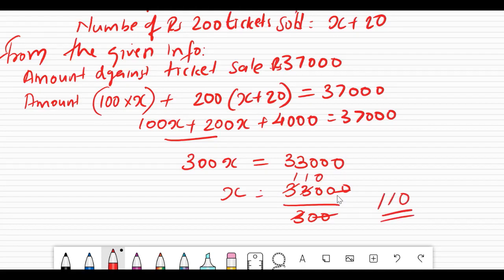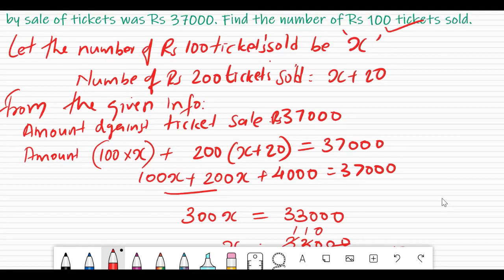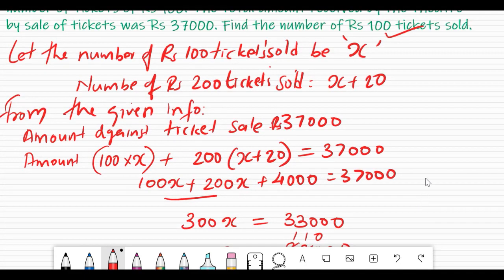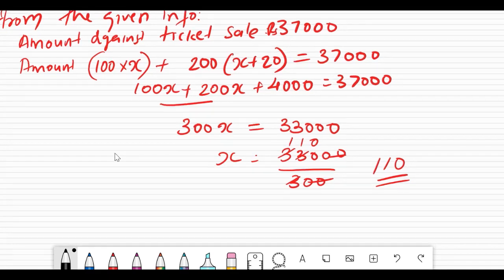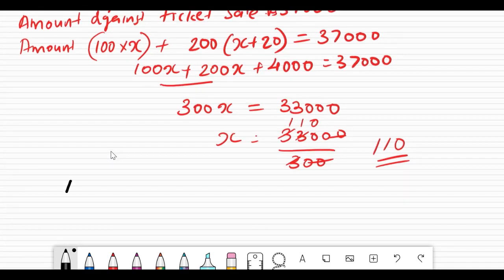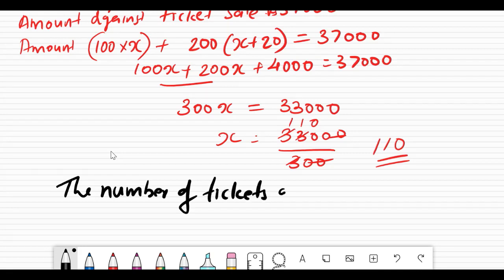X is 110. What is X? That is what is asked. The number of rupees 100 tickets sold be X, and that is what is asked. So we will write below, whenever we get the answer, we should rewrite the answer clearly, that the number of tickets of rupees 100 sold is equal to 110.